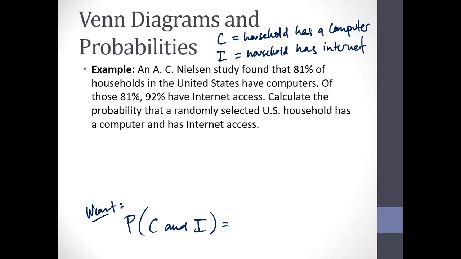So what are these two numbers that I've been given? I have two probabilities here. One of them is 0.81 and one of them is 0.92. Who can tell me what those are the probabilities of? Start with 0.81. What is that the probability of? A little louder. Yes, probability of C. So again, the probability that a household has a computer. That's the probability of C. We're told that that's 0.81.